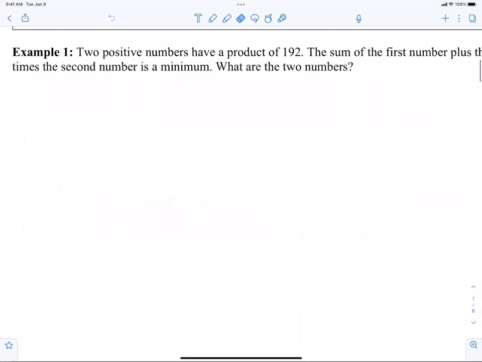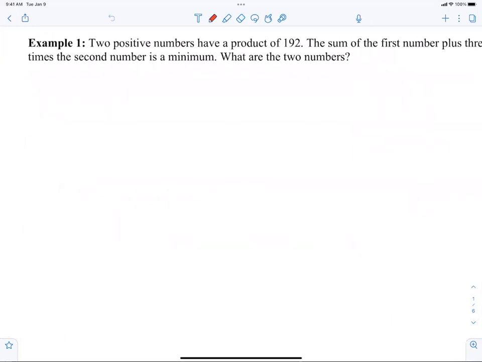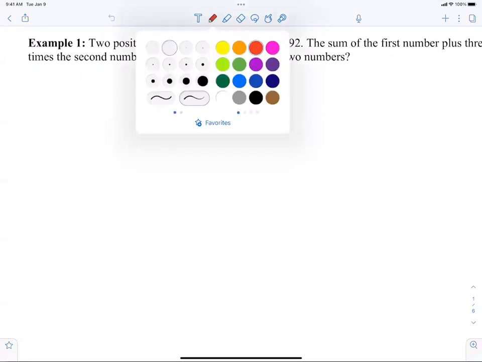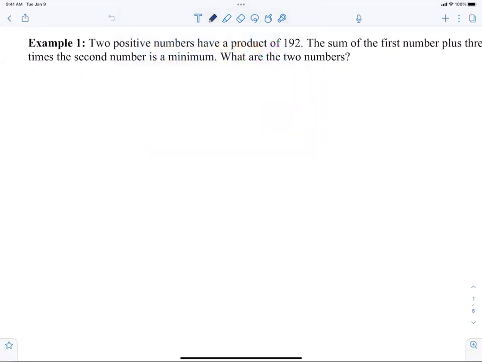Okay, our first example. Two positive numbers have a product of 192. I'm going to use X times Y. You can use A times B if you want, it doesn't matter. But also X and Y are positive, so we could say that X is greater than 0 and Y is greater than 0.